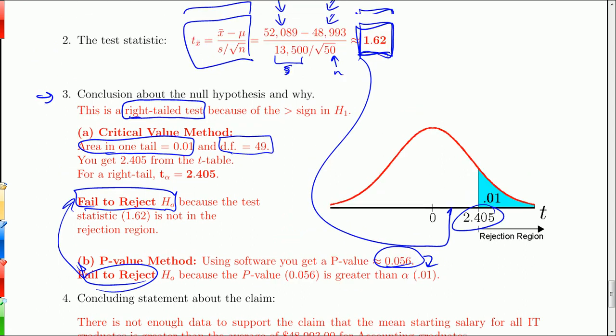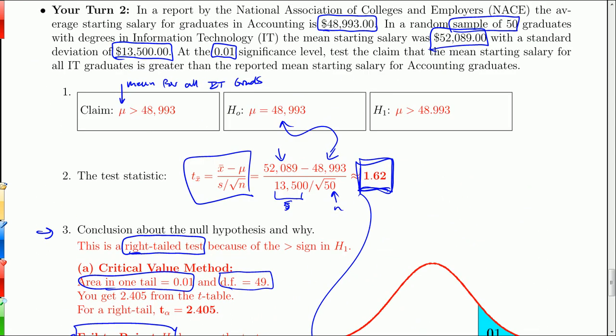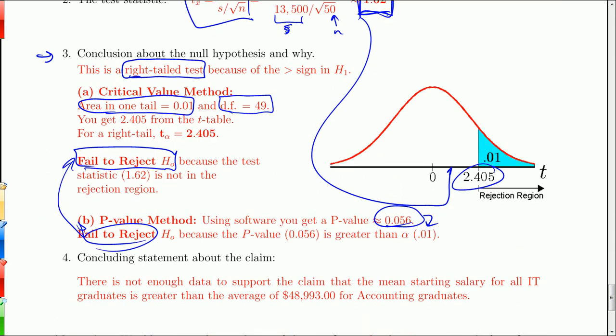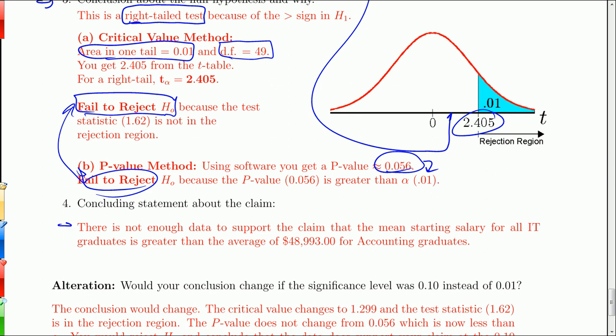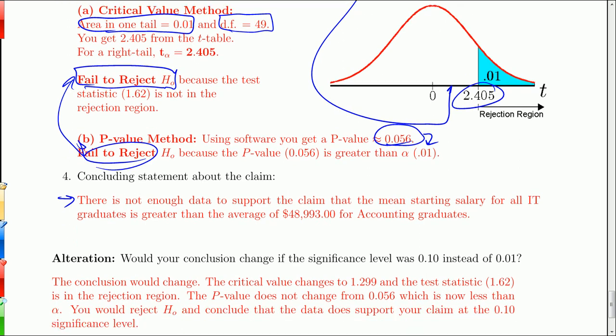And now we got to look at a concluding statement. Again, our alternate hypothesis supports the claim, but we can't reject the null, so that's not good for our claim. Right? We don't have enough data to support the claim that the mean starting salary for all IT grads is greater than the average of that for accounting grads.